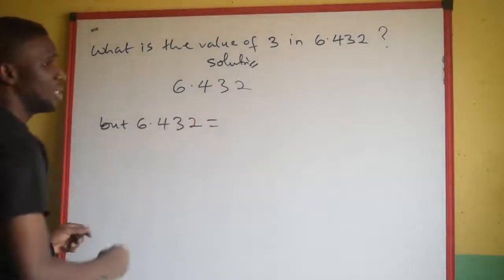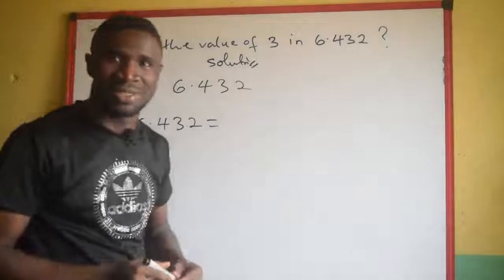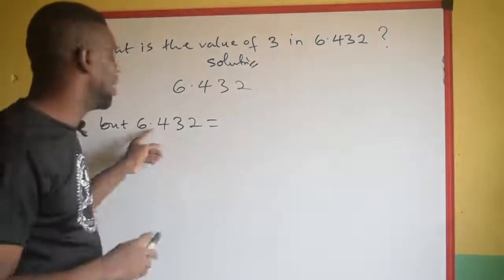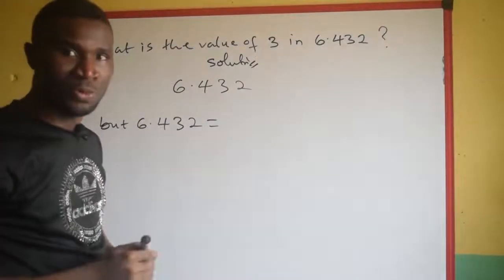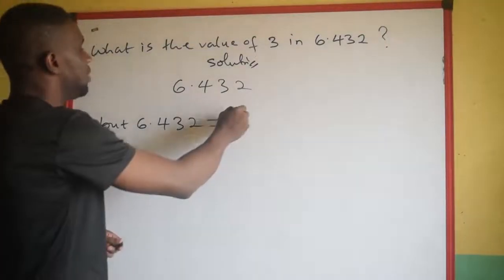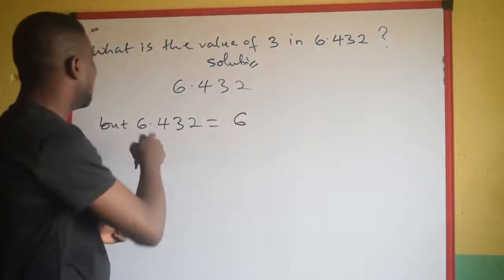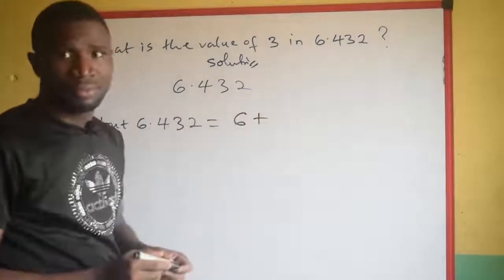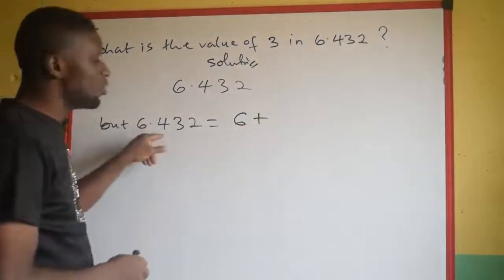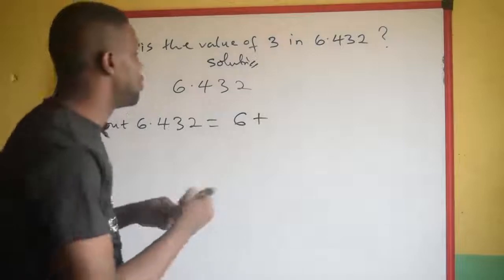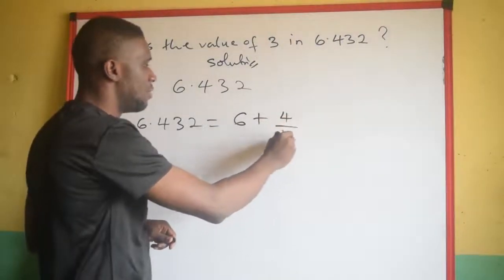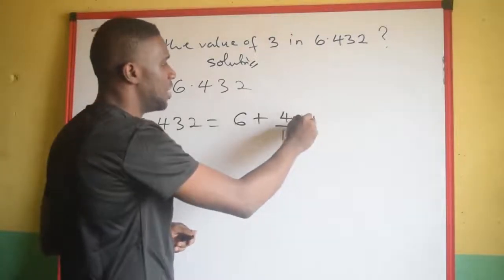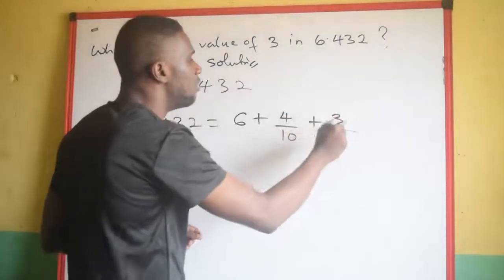6.432 is the same thing as, just write down the numbers before the decimal point. This is the decimal point, and there is only one number before it, which is 6. You write it down, 6. When you get to the decimal point, you change it to plus. The first number after the decimal point is 4, and that will be 4 over 10. The next number after 4 is 3. You write down plus, and it becomes 3 over 100.